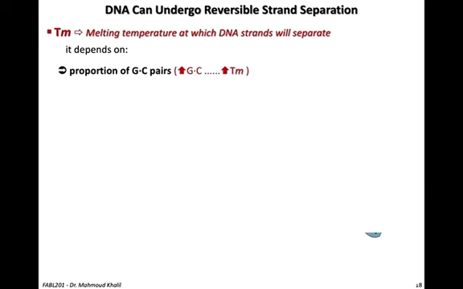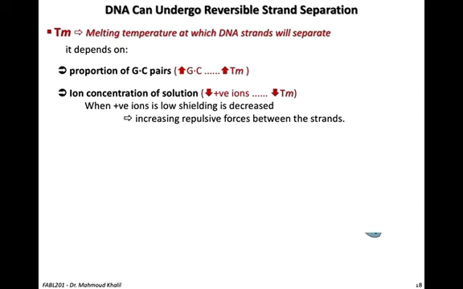Because GC pairs are bound to each other by triple hydrogen bonds. So once a molecule has a lot of GC pairs, it will have more triple hydrogen bonds. So you need more temperature to separate the DNA molecules. This is the first factor for Tm, or melting temperature.